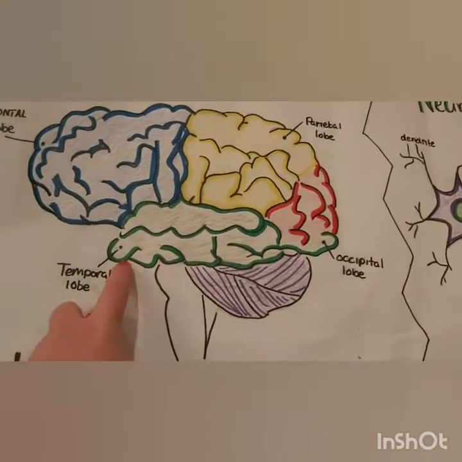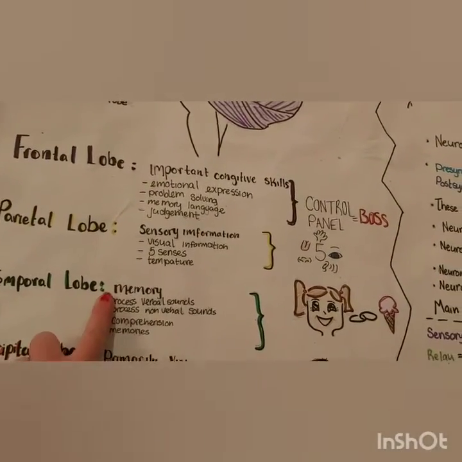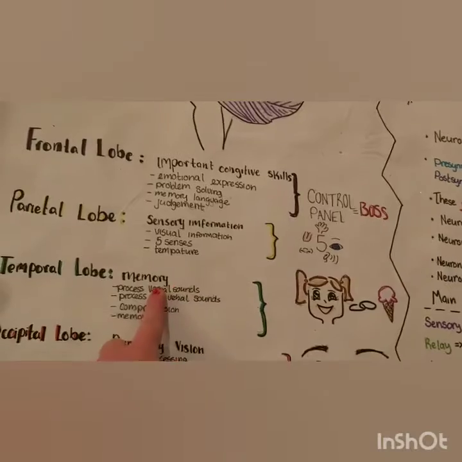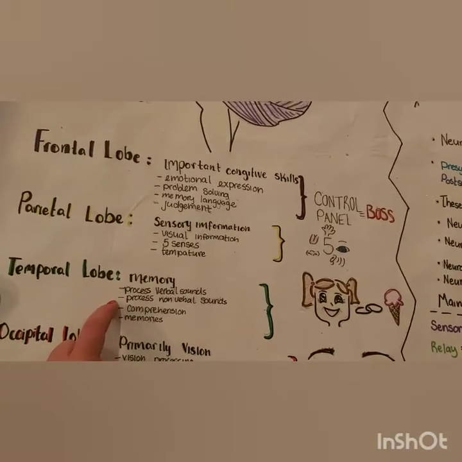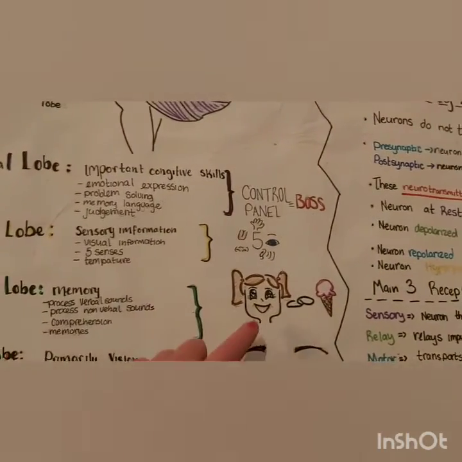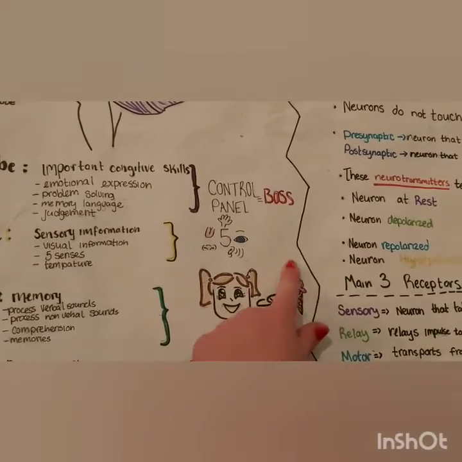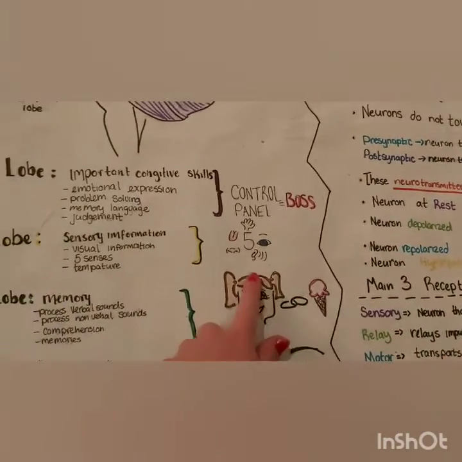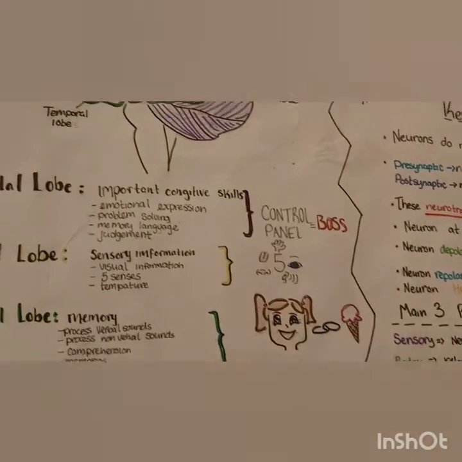But we can't forget the last one, the temporal lobe. The temporal lobe is in charge of the memory of your brain, processing verbal sounds, nonverbal sounds, and understanding your memories. For example, it can help you link the flavor of ice cream with a happy memory of you and your family. It links those things in your memory.